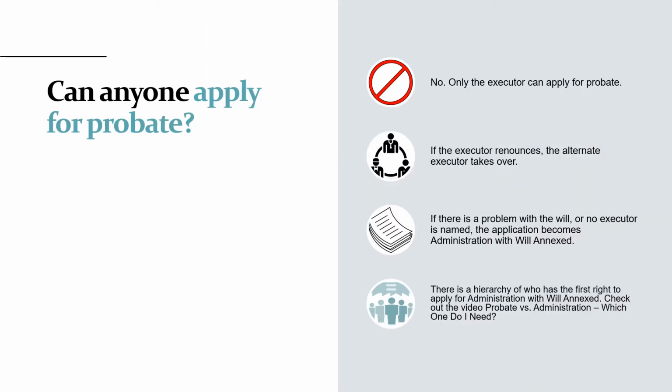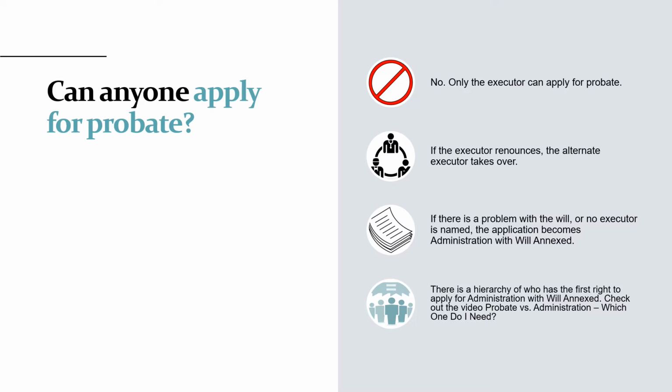Only the named executor can apply for probate. Often people think that because they're the deceased person's next of kin, they automatically have a right to apply for probate. However, unless the executor also happens to be the next of kin, this relationship is irrelevant.